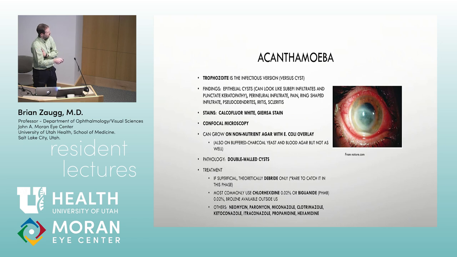So if it's superficial, theoretically you can debride it and it will go away. Again, it's rare because you have to have a really high suspicion for it, but you probably have a low suspicion for it. Again, you're usually using chlorhexidine and PHMB. Rolene is something that you can technically get from outside the U.S. It's becoming harder and harder to get it to come in, but you used to be able to just get it on Amazon. If you look at the bottle of Rolene, it just says for minor eye infections, which is fantastic because we use it for the worst eye infection that we get in the U.S. And then there are all these other treatments you could use as well that seem to have some sort of benefit.